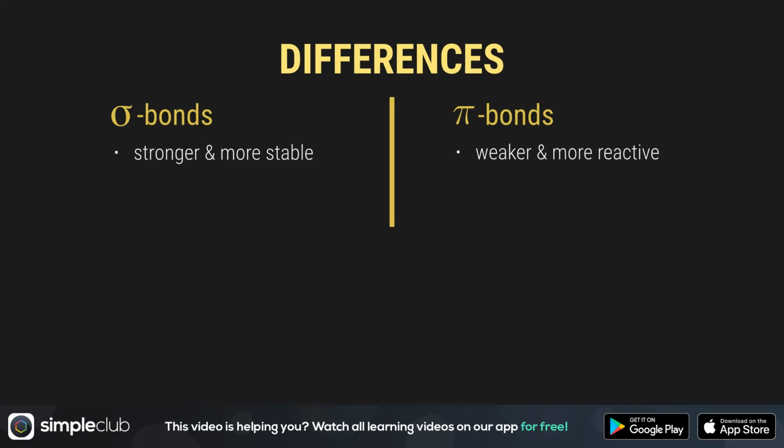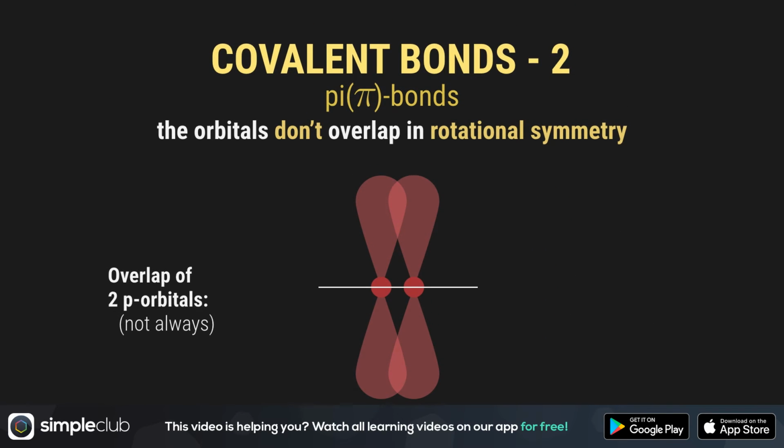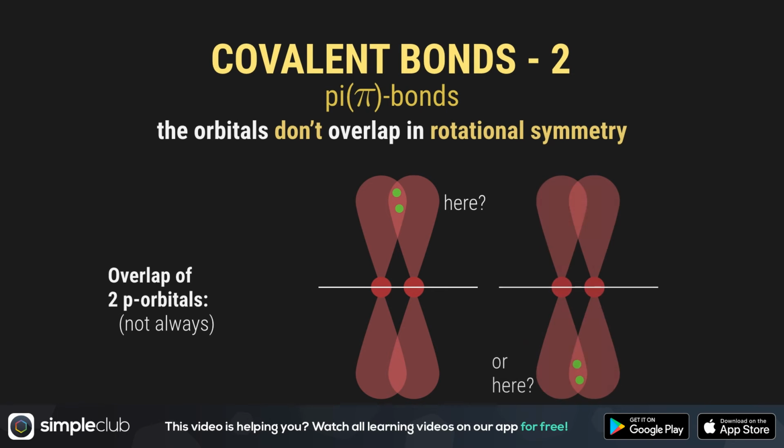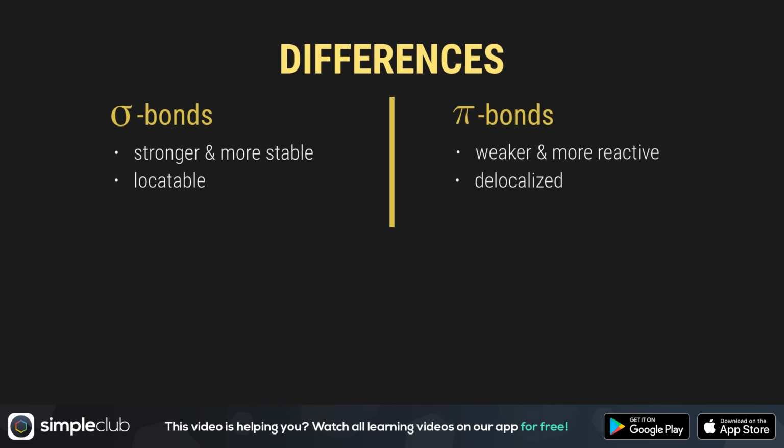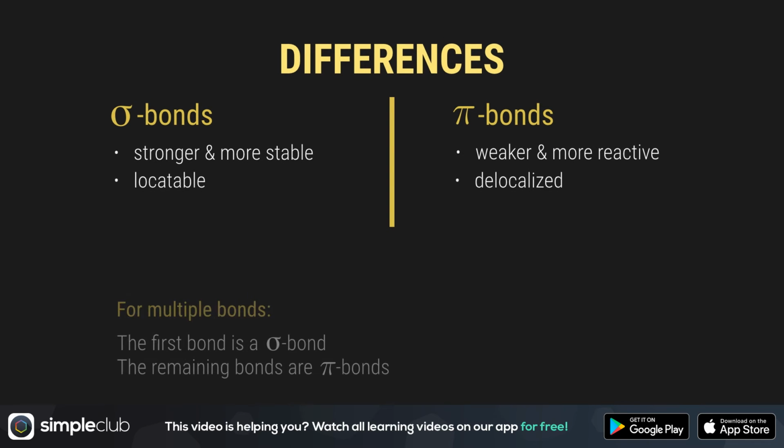It's also important that sigma bonds are always in the same location. You can tell where exactly they are. Pi bonds are the opposite. To show this, let's look at another pi bond. If you have two overlapping p orbitals, you can't definitively say if the bond is up here or down here. The bond is delocalized.